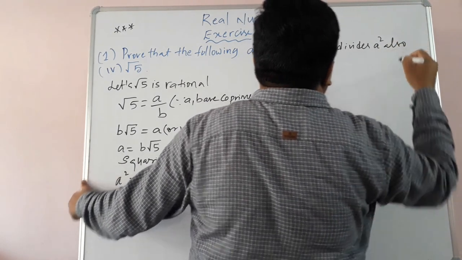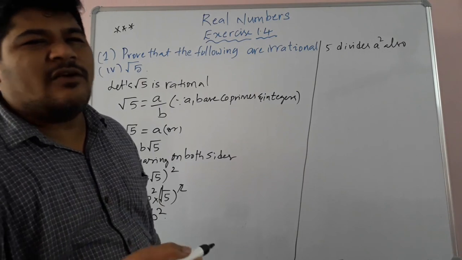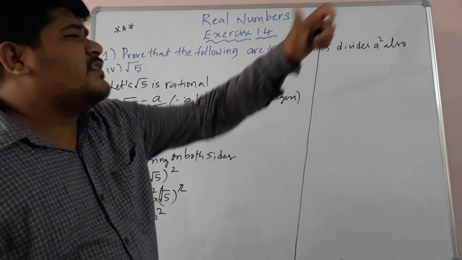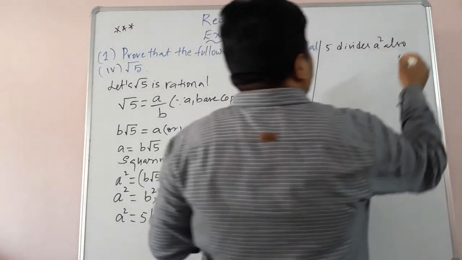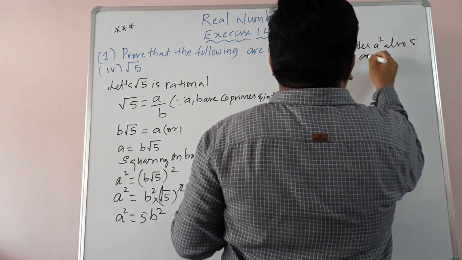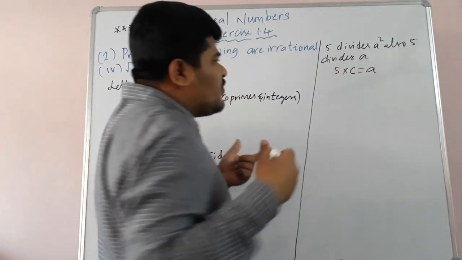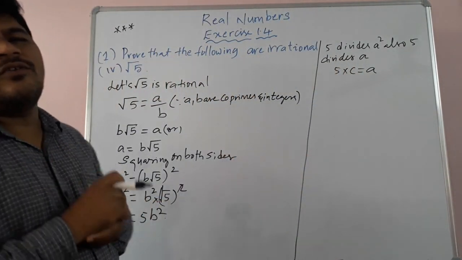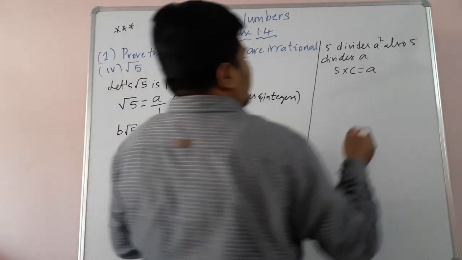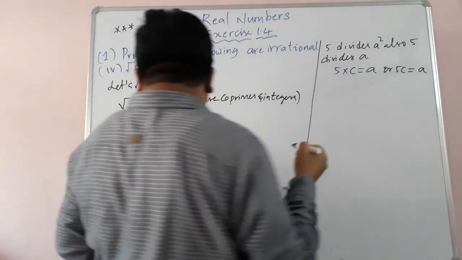Also, children, if p is prime and p divides a square, then p also divides a. We have that theorem. So 5 divides a square, so 5 also divides a. Children, 5 divides a means 5 into something is equal to a, no? So that means 5 into c is equal to a, or 5c is equal to a. Now just substitute 5c in the place of a, children.